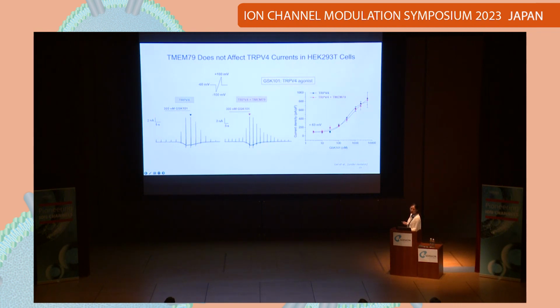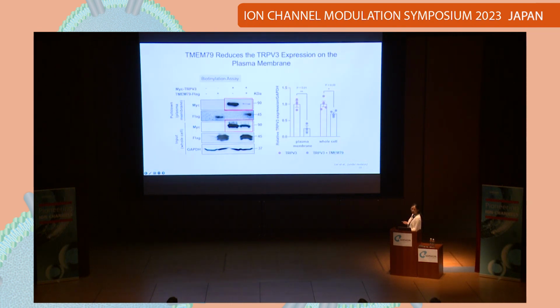However, TMEM79 did not affect the GSK101 induced TRPV4 current. TRPV4 is another keratinocyte-abundant TRP channel. So this suggests the specificity of TMEM79 to TRPV3.